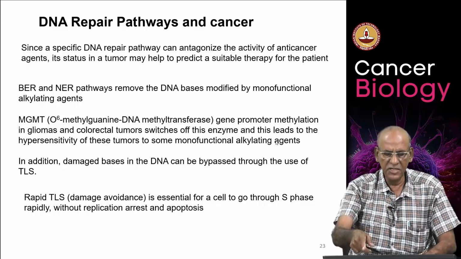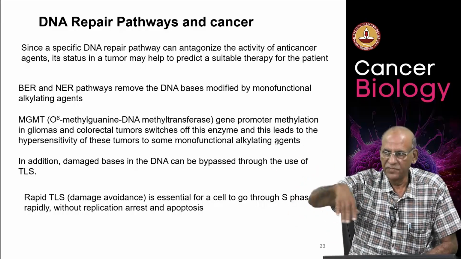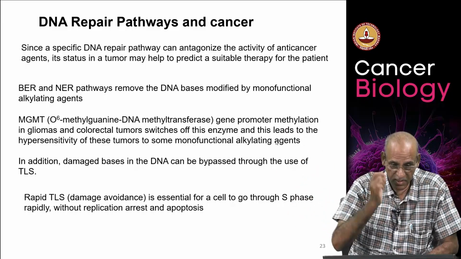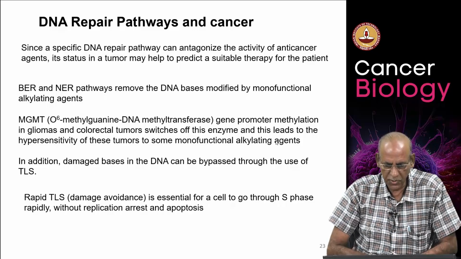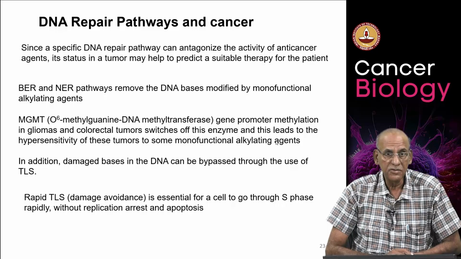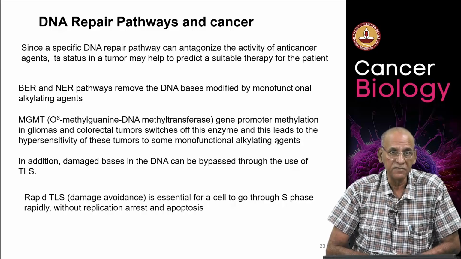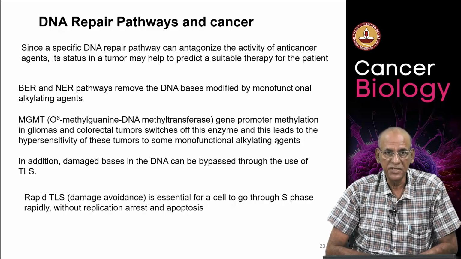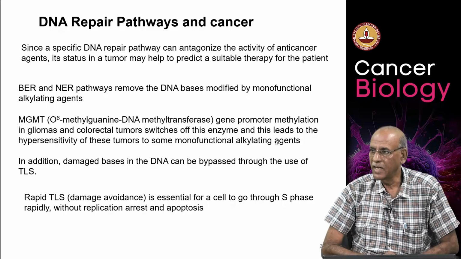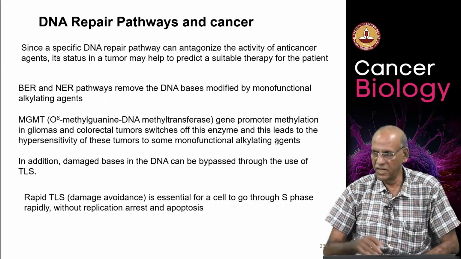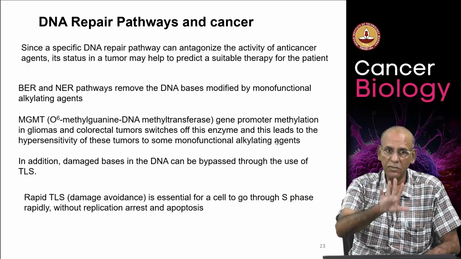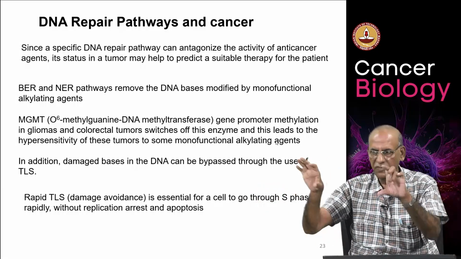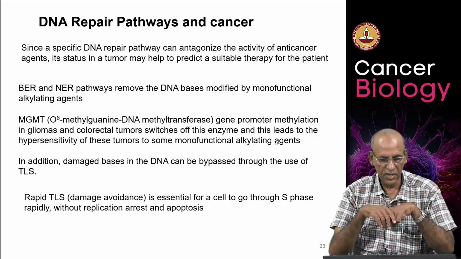Gene promoter methylation here silences the gene. That is what is seen in gliomas and colorectal tumors. Essentially the enzyme is switched off, and this leads to hypersensitivity, that is the word, hypersensitivity of these tumors to alkylating agents. So, this is a very important mechanism. That is why I gave you one paper to read. Just read that, you will clearly understand, because a beautiful figure is given showing how that removal happens.